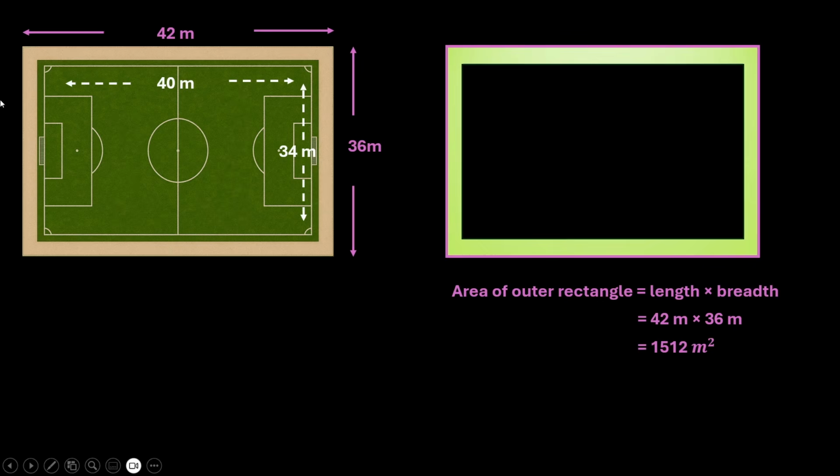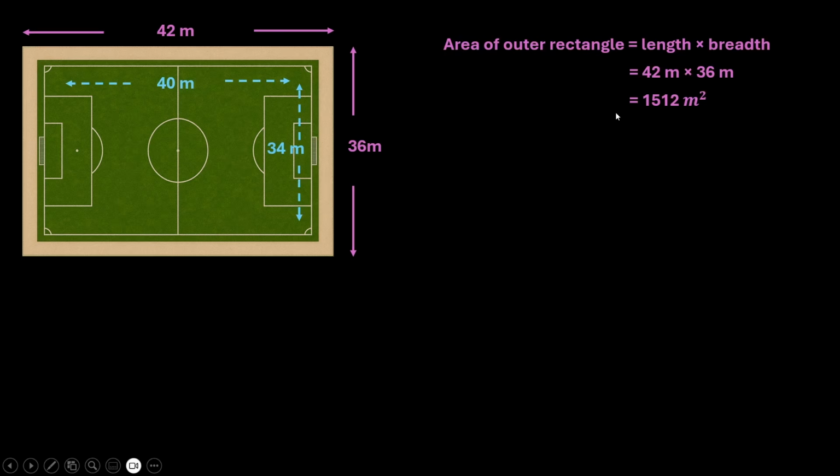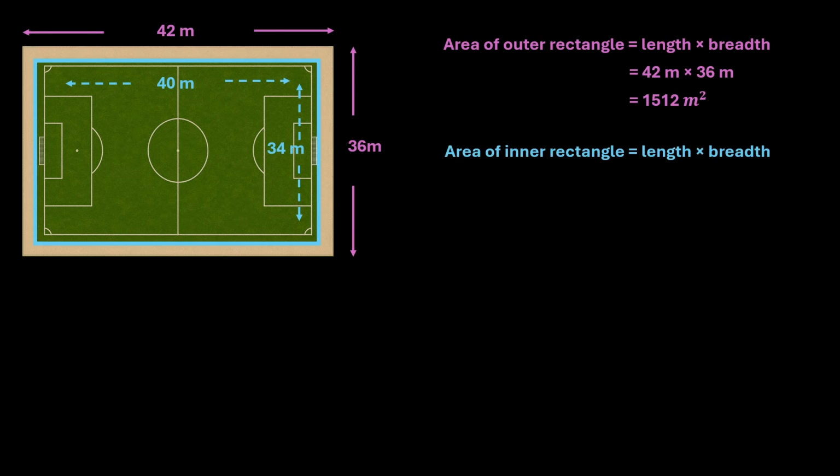Now, let us calculate the area of the inner one. We need the area of this blue rectangle now. Okay. So, the area would be again length into breadth, which is 40 meters into 34 meters, and that is 1360 meters square. Now, we know the drill, right? In order to find the area of the pavement, we need to subtract these two. So, area of outer rectangle minus area of inner rectangle, which is 152 meters square.